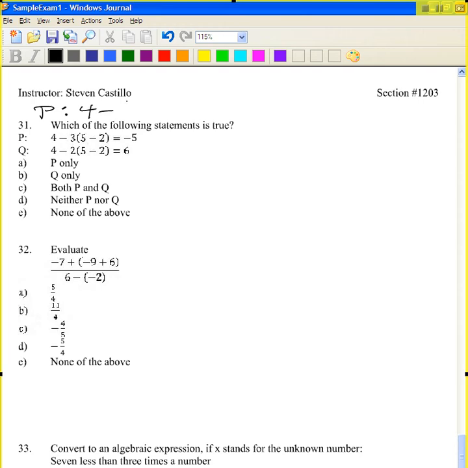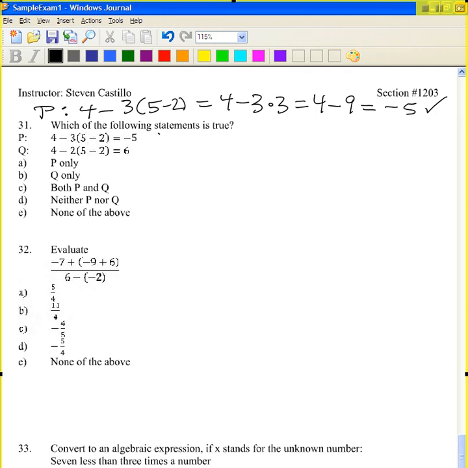4 minus 3, 5 minus 2. Well, 5 minus 2 is 3, times 3 is 9. 4 minus 9 is negative 5. Okay, so that's a true statement.